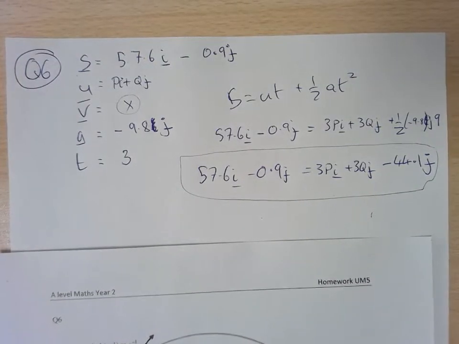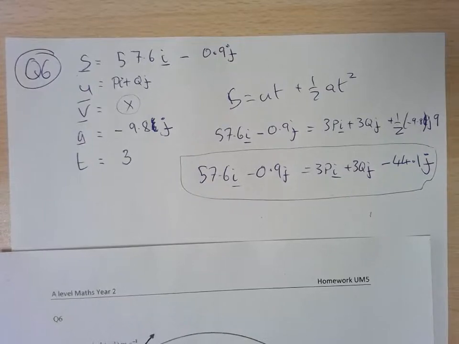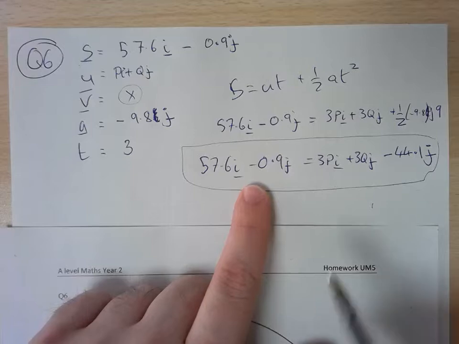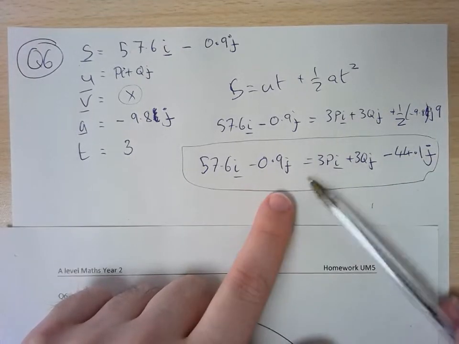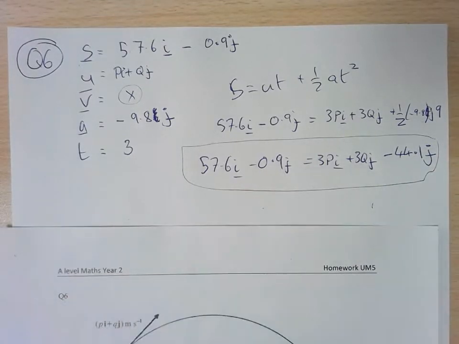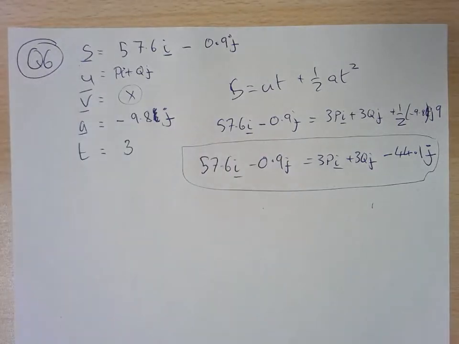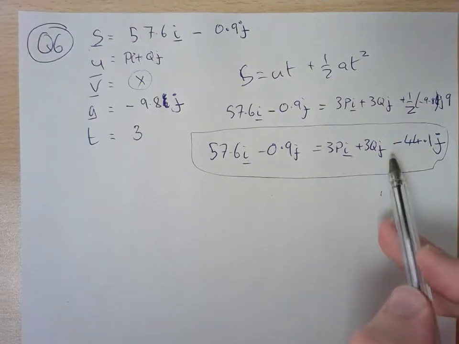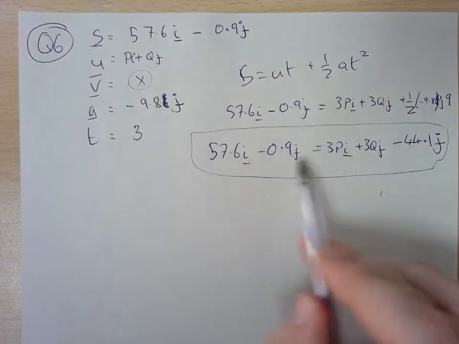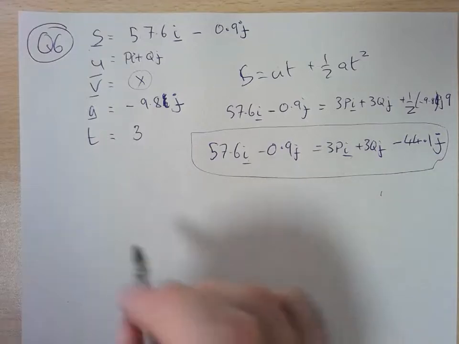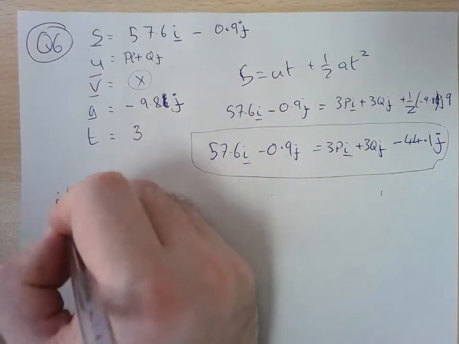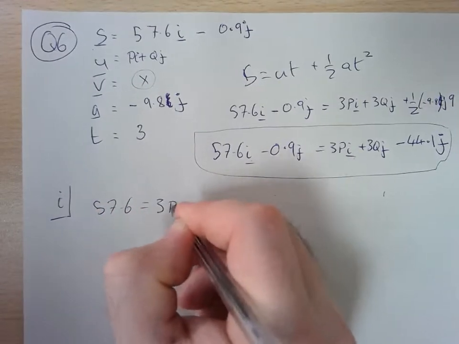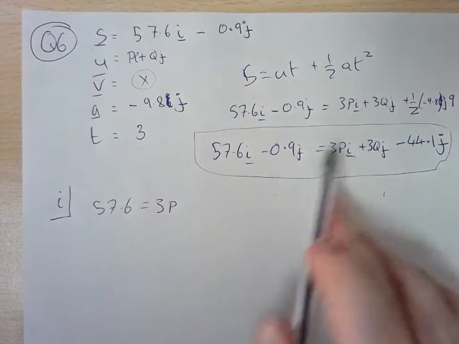We're asked to work out some values. We're asked to work out the value of P and the value of Q. We can use either projectile motion equations to arrive here, or we can use this to find our value of i and our value of j. So if we look at this, we'll notice that there's an i equation, just the i's, and there's a j equation here. So using the i's only, we get 57.6 equals 3P.